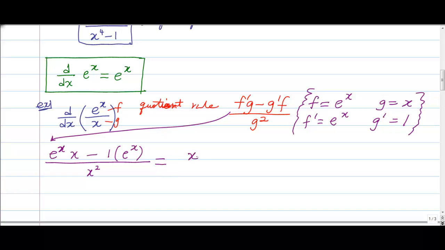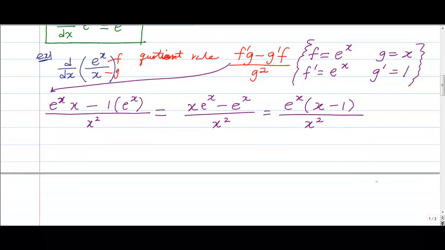So now we have x e to the x. This is standard mathematical form, you always write x e to the x instead of e to the x times x, minus e to the x over x squared. Then from here I can factor out an e to the x. I get x minus 1 over x squared. And that is simplest form, but any of these answers is perfectly acceptable. Okay?